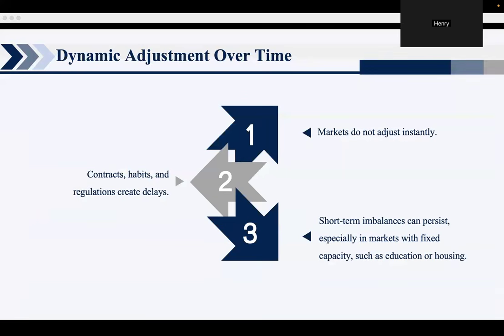Now, it's also important to understand that markets do not adjust instantly. In reality, there are delays. For example, contracts take time to change, firms cannot instantly expand capacity, and consumers take time to adjust behavior. This is especially true in markets like education and housing. So short-term disequilibrium can persist.